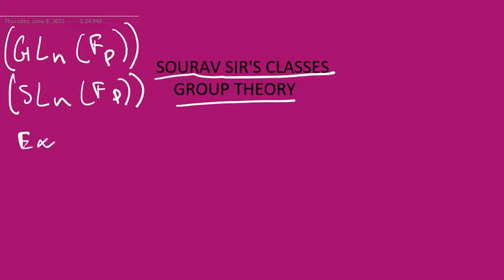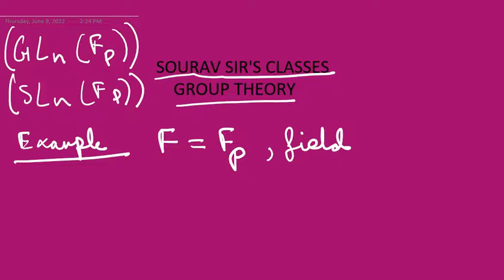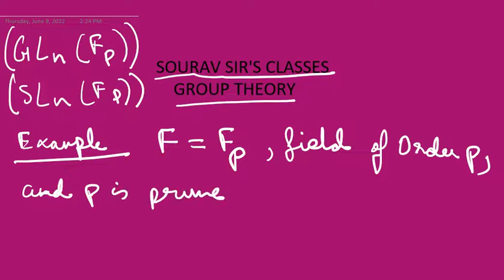Let's say, for example, we need to understand the order of these groups. There is a field F over the order of p, where p is prime. Let's write all that. F is the field of order p, and of course p is a prime number. We must understand from here that p is a prime number.